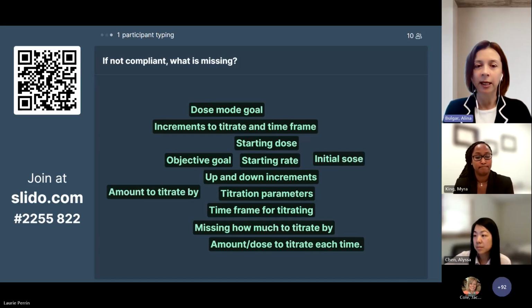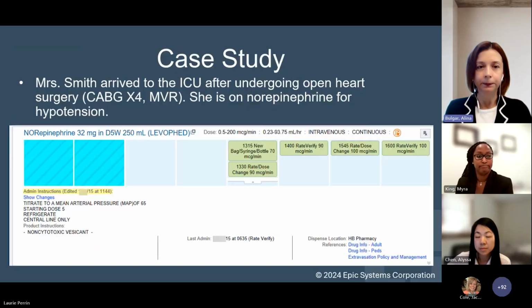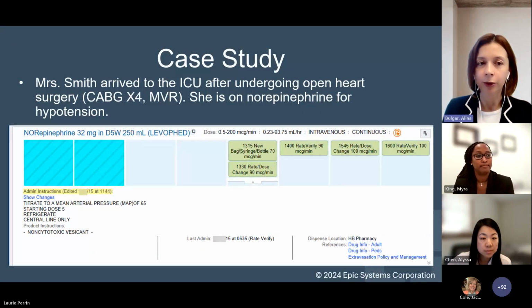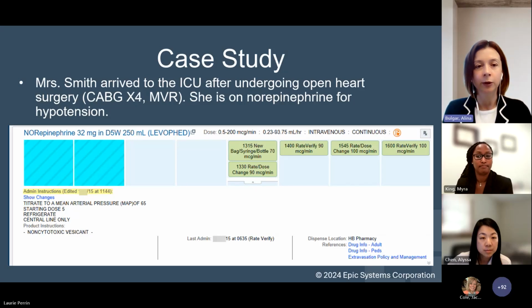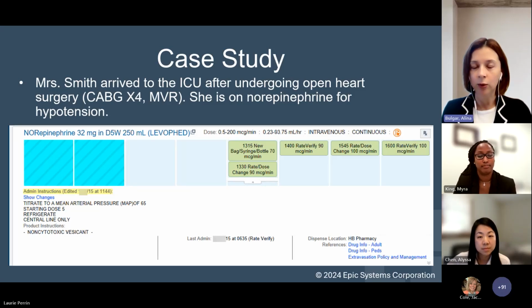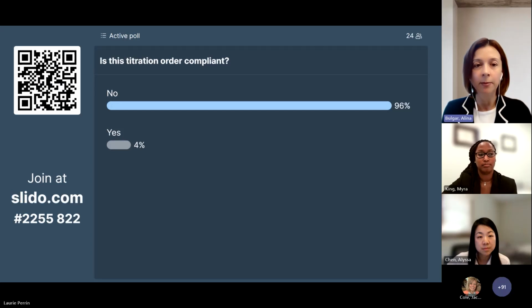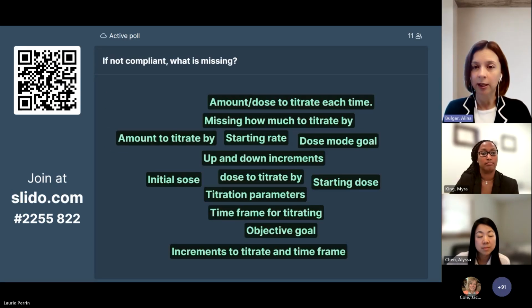And we'll go back to the case study and the actual order. So again, the order is norepinephrine, 32 milligrams in D5W to 50, the dose 0.5 to 200 mics per minute, titrate to a mean arterial pressure of 65, starting dose 5, and that is all for this order. So going back to that second question, keep those answers in mind. We'll come back to these answers in a few minutes to discuss some of them. Next slide, please.